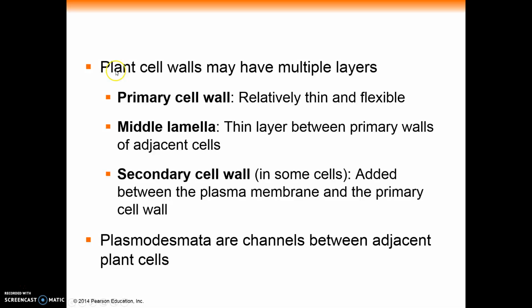So plant walls can have multiple layers. There's the primary cell wall, which is fairly thin. There's the middle lamella, which occurs in between the cell wall and the adjacent cells. And then in some cases, we even have a secondary cell wall. Now, plants also have these unique structures called plasmodesmata, which form channels that connect one cell to another cell.